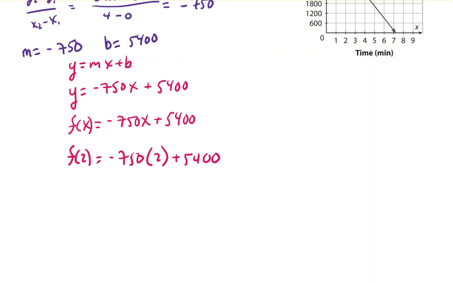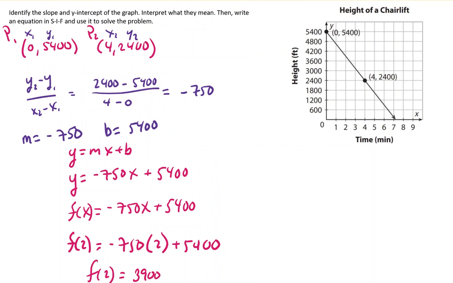All right, so if you did the math, f of 2 came out to be 3900. And if we go back to the graph and run this all the way up to here, and then run it over to right about there, that looks to be about 3900. So it takes us 2 minutes to reach 3900 feet. In a minute, I'll go ahead and help you with question 8, and we'll be done.